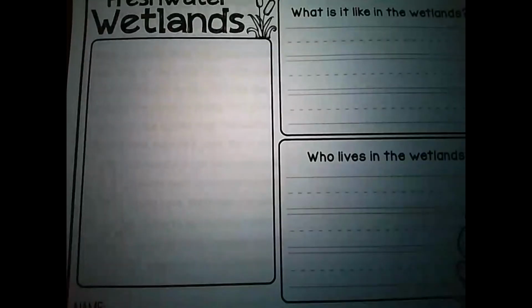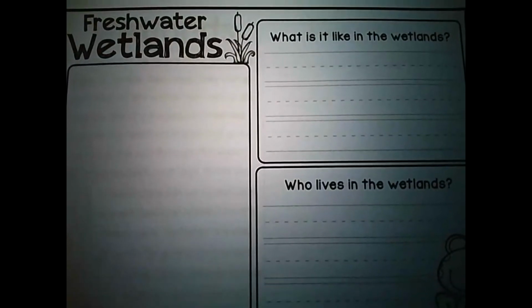Then, after you are done with that, you're going to move on to this. Okay, this worksheet right here. Freshwater wetlands. What is it like in the wetlands? You could literally say, it is wet. However, I will not take only it is wet. You need to say a little bit more than just it is wet. Okay, so tell me what it's like in the wetlands.